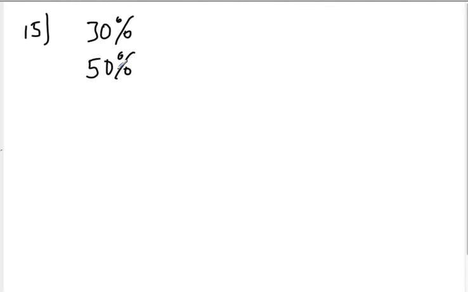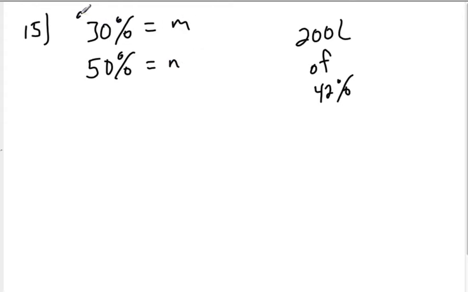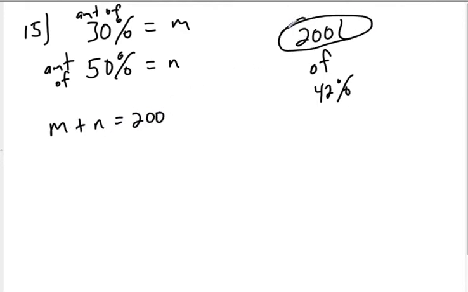How much of each solution should the chemist mix to get 200 liters of 42%? Okay, so let's call the 30% solution M and the 50% N. So this is amount of M and amount of N. Okay, so I know that when I mix them both together, I get 200 liters, because it says right here, 200 liters.